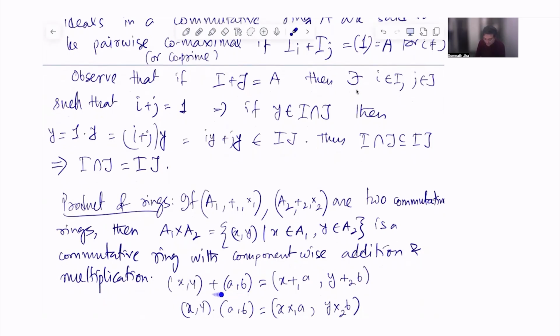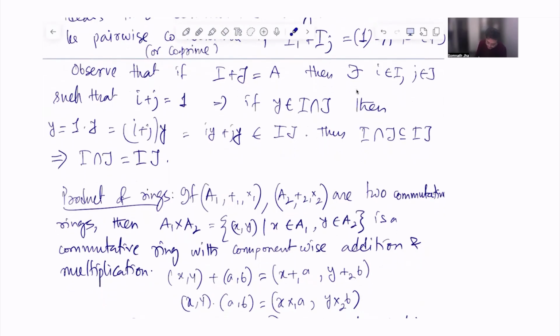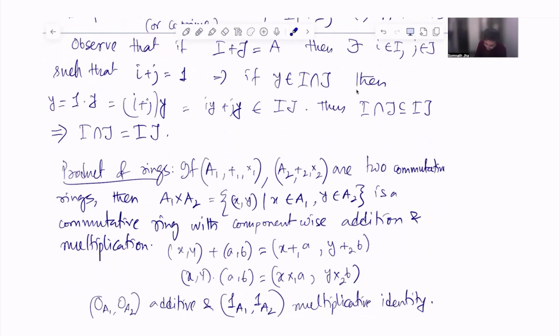So (x, y) plus (a, b) is (x plus a, y plus b), where the first ring has operations plus 1 and multiplication cross 1, and the second ring has operations plus 2 and multiplication cross 2. Then (x, y) plus (a, b) is x plus 1 a, and for y and b you add in the operation of the second ring. Similarly, (x, y) times (a, b) is (x times a in the first ring, y times b in the second ring).